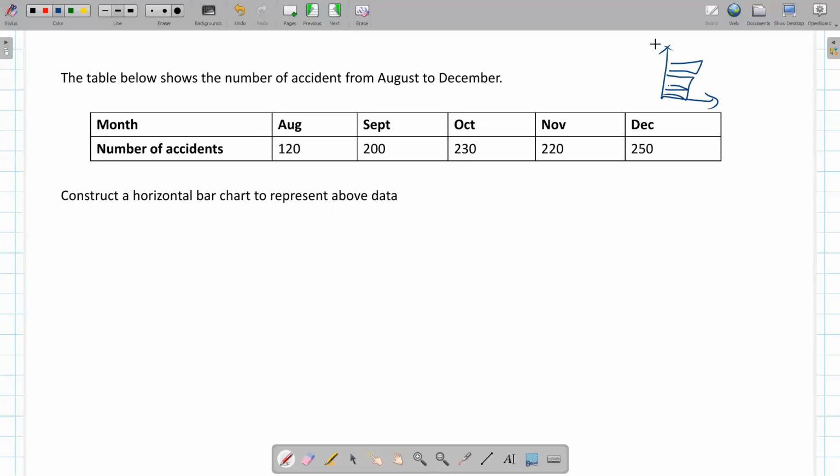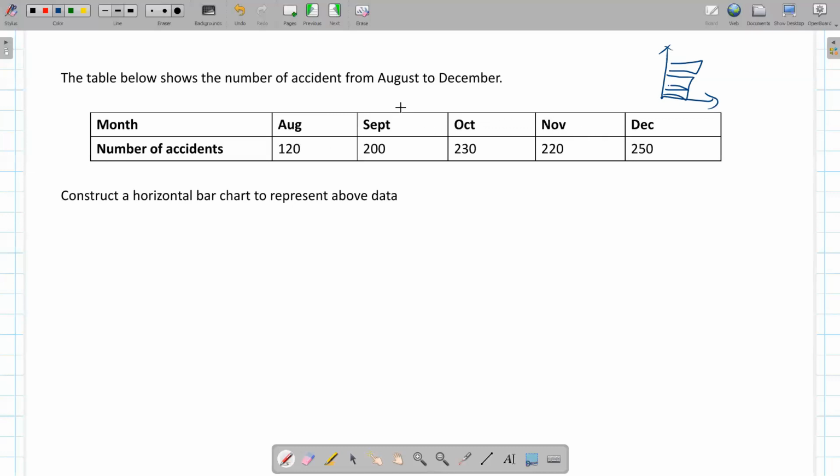Now how do we construct a horizontal bar chart? Let us look at the question first. The table below shows the number of accidents from August to December. Construct a horizontal bar chart to represent the data above. So this is our data.